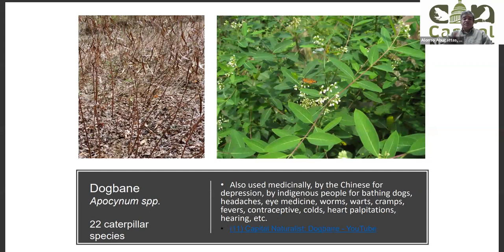So here's the dogbane. And again, we look at it and we say, okay, it supports 22 species of caterpillar. It's all good and dandy. It's a wonderful plant. I used to do a lot of butterfly surveys, and there were five plants we always looked for when we were doing these, and one of them was dogbane. It would feed a lot of the smaller skippers and things like that. So we know it's important.